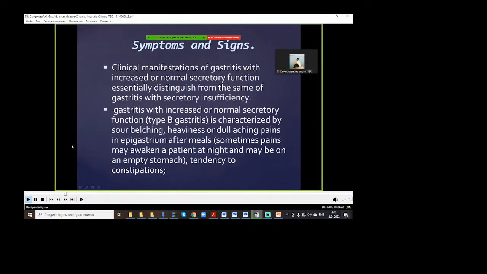Clinical manifestations of gastritis depend on secretory function, and there are two main types of gastritis: with normal or increased secretory function, which is characteristic for type B or Helicobacter pylori associated gastritis. In this case, patients will have sour belching, heaviness or dull aching pains in the epigastrium after meals. Sometimes pains may awaken the patient at night, and there is a tendency to constipation.